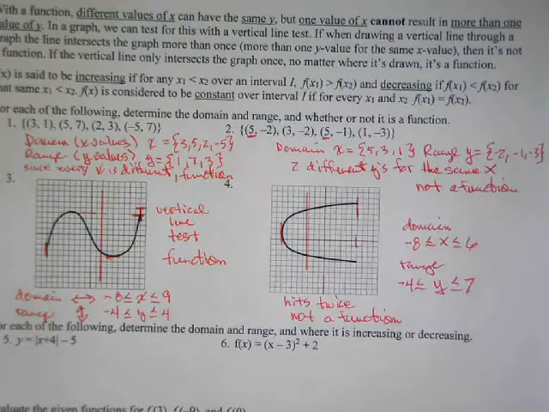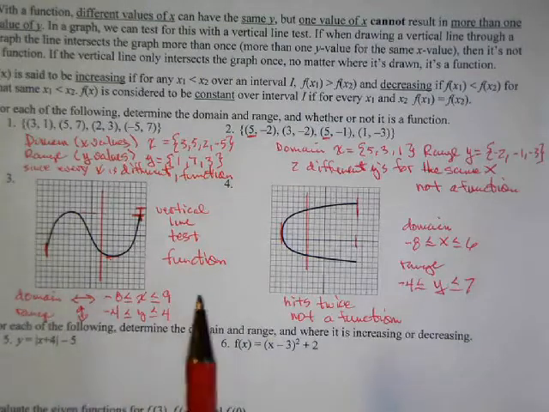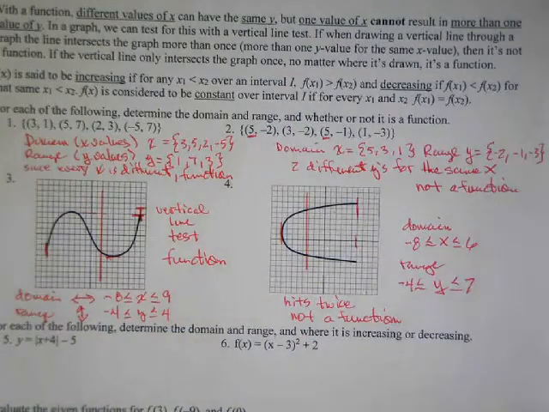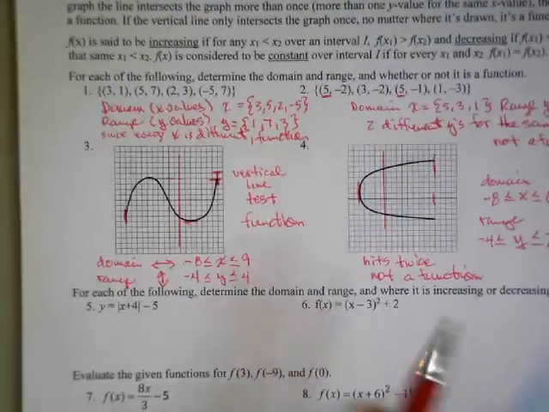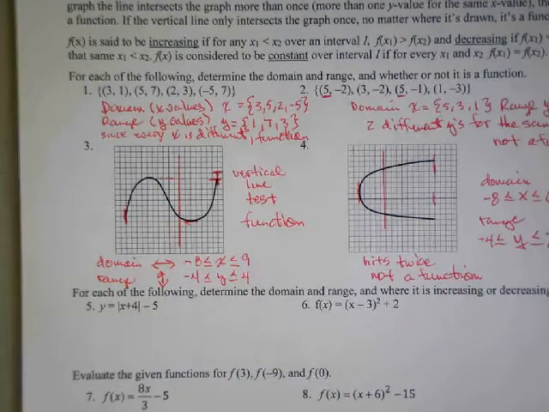So when it's just ordered pairs, domain is the first part, range is the second part. When it's a graph, domain is left and right, range is up and down. We can use the vertical line test to tell if it's a function or not. Now, what if we get an equation? Well, basically the idea for an equation is it's going to be based on input and output. So what kind of values can we input and what kind can we output?